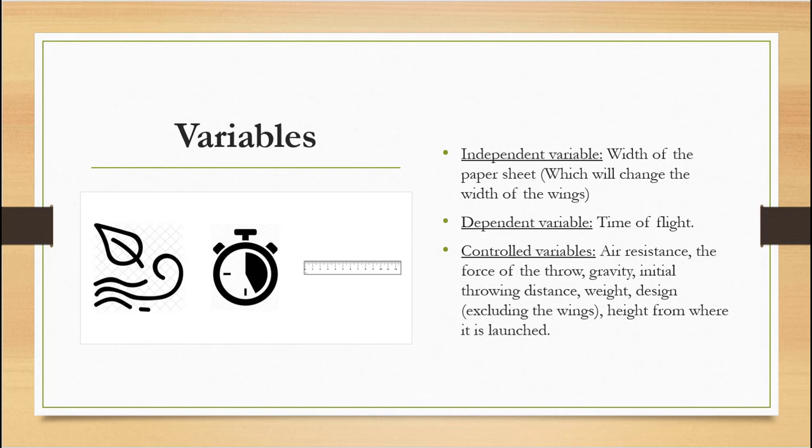Now, I'll talk about the variables that will be used in this experiment. The independent variable will be the width of the paper sheet, which will also change the width of the wings. The dependent variable will be the time of flight, and the control variables will be air resistance, the force of the throw, gravity, initial throwing distance, weight, design, and height from where it is launched.